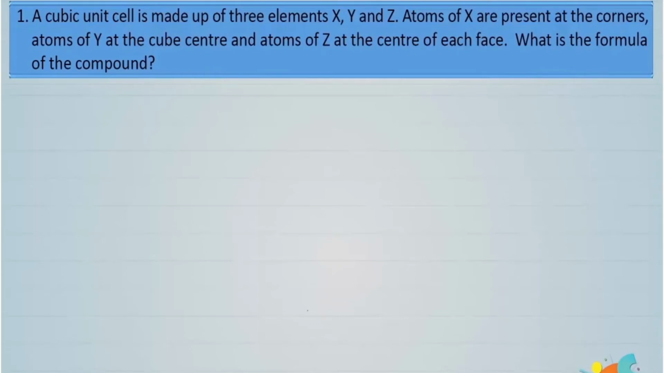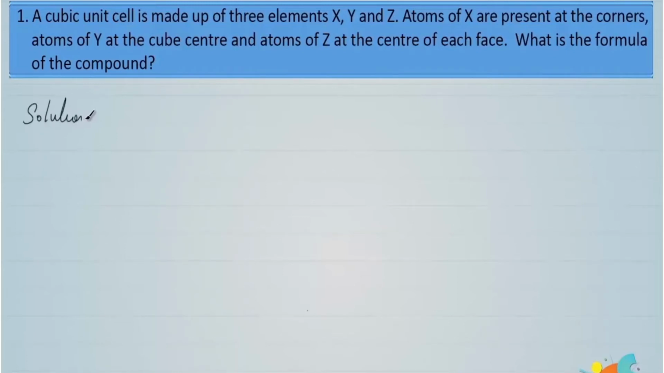A cubic unit cell is made up of three elements X, Y and Z. Atoms of X are present at the corners, atom of Y at the cube center and atoms of Z at the center of each face. Now what is the formula of the compound?